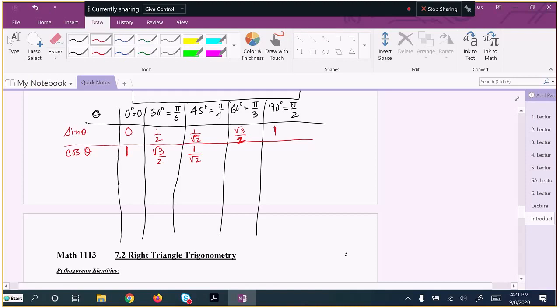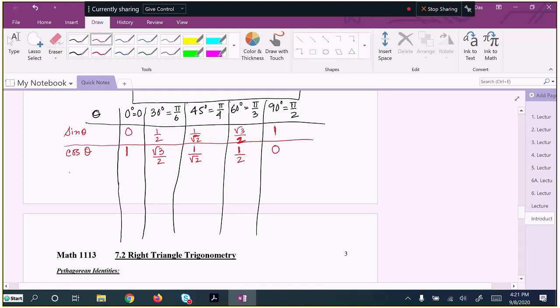Cosine of 60 degree, 60's co-angle is 30. So cosine of 60 degree will be sine of 30 degree. So that's 1/2. Similarly, cosine of 90 degree will be sine of 0 degree because 90 and 0 are co-angles to each other.